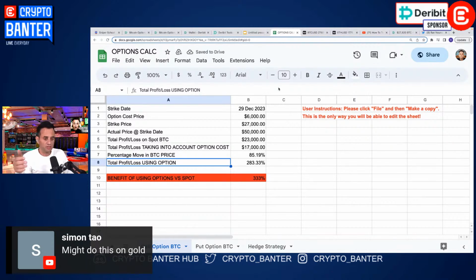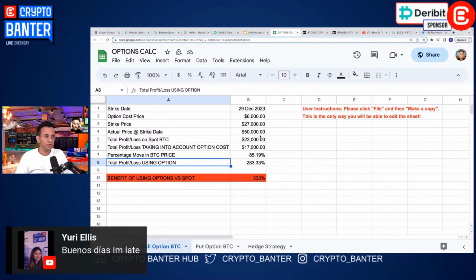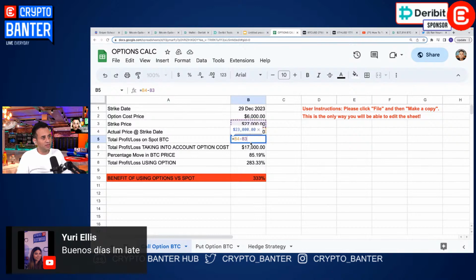So if Bitcoin goes under $27,000, our options expire out of the money and they're useless. But then, what happens if Bitcoin goes up? So if Bitcoin goes to $50,000, then I'm going to make $23,000. I'm going to make $50,000 less $27,000. But I'm not going to make the full $23,000 because remember I paid $6,000 for actually buying that option. So I'm actually going to make a profit of $17,000.